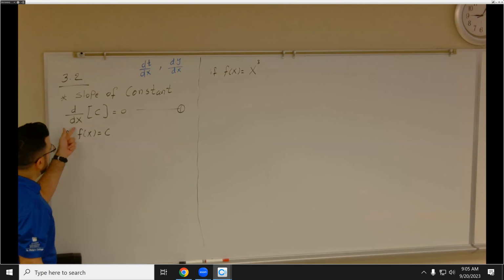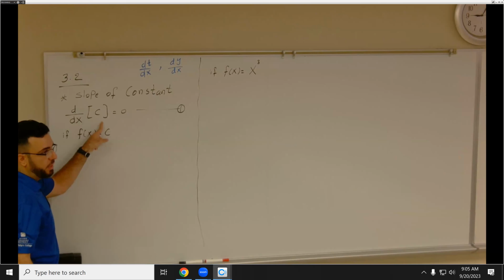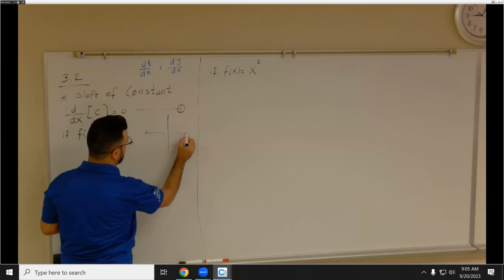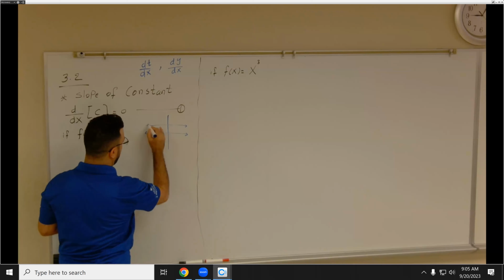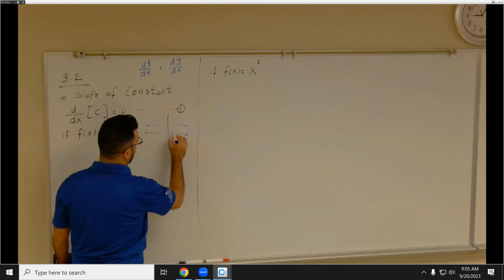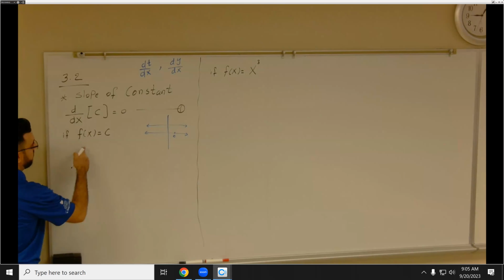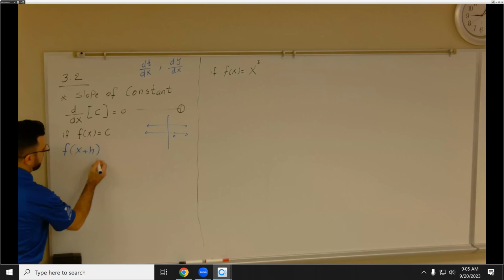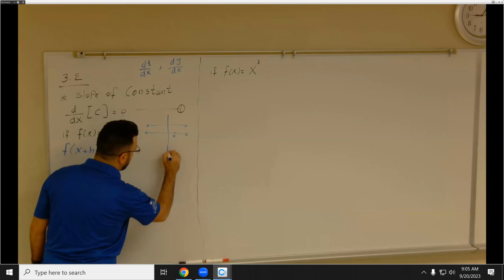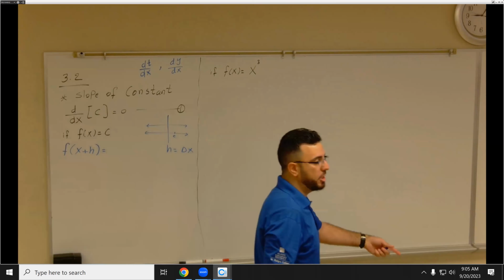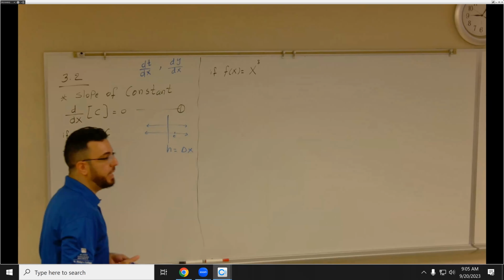Now I need to find the derivative of the constant function. If you graph the constant function, it's going to be a straight line like this or here. This is the constant function at point c. Now we're going to use the limit process, what we did in the previous class. We're going to find f of x plus h. Keep in your mind, h is the same thing as delta x.